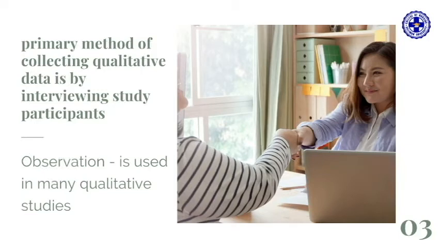The primary method of collecting qualitative data is by interviewing study participants. Observation is used in many qualitative studies as well. Physiologic data are rarely collected in a constructivist inquiry or when conducting qualitative research, except perhaps to describe the participants' characteristics or to ascertain eligibility for the study.